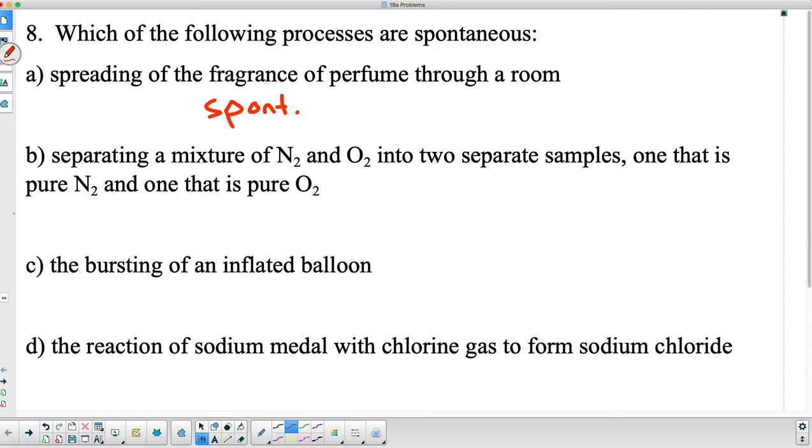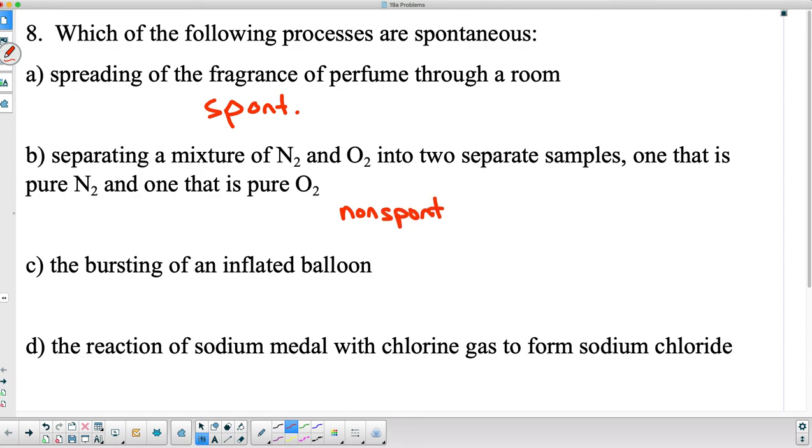So separating a mixture of N2 and O2 into two separate samples, one that is pure nitrogen and the other pure O2, besides being almost impossible to do because you'd have to separate the molecules of N2 and O2, which is really difficult unless you're using some kind of very exact filter or some process that only latches onto one of the molecules. But you've got to be careful, because if we're talking about separating a mixture that is physical, you wouldn't want to use a chemical process with this. It doesn't matter because this would be considered non-spontaneous.